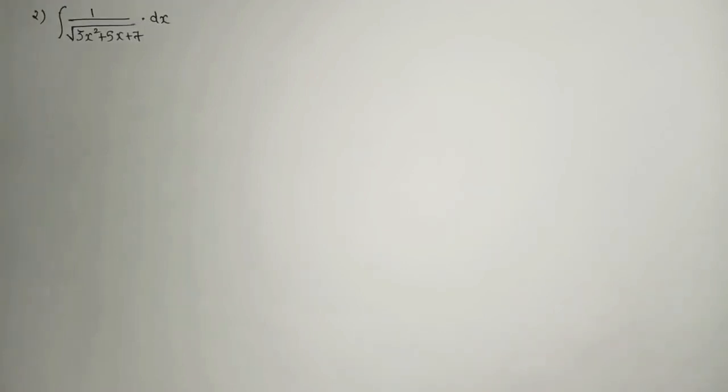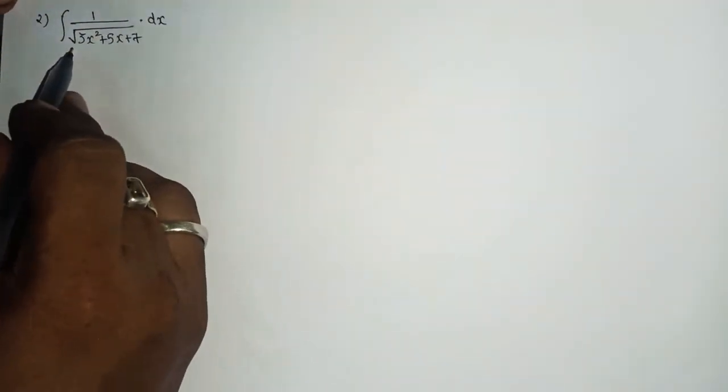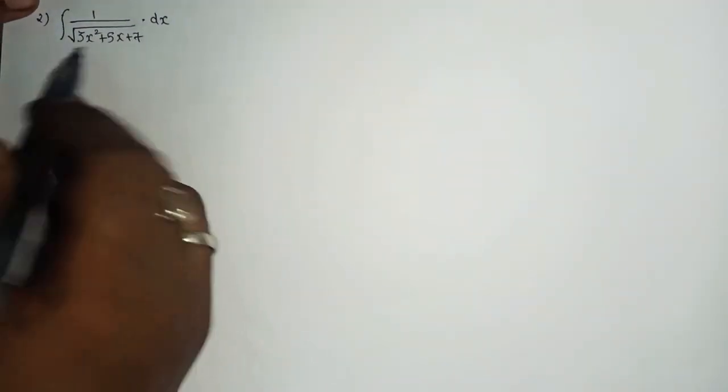So here in the second example, clearly we can see that here we have integral 1 upon root 3x square plus 5x plus 7. Yes or no? So can I say here we have the coefficient of x square as 3, not 1. Okay, so let's begin with the sum now.